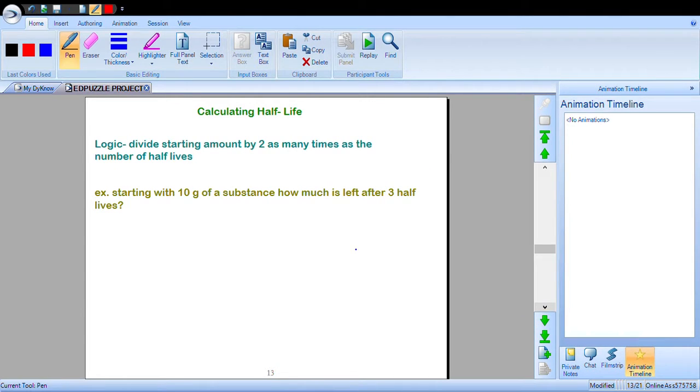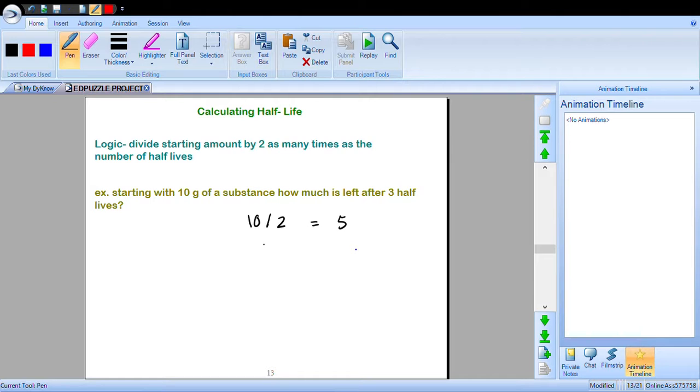Okay. You can calculate half-life in 2 ways. The first way being logic. You divide the starting amount by 2 as many times as the number of half-lives. So, for example, you start with 10 grams of a substance. How much is left after 3 half-lives? So our starting amount is 10, and we're going to divide that by 2 3 times because that is the amount of half-lives. Okay, so 10 divided by 2 equals 5.